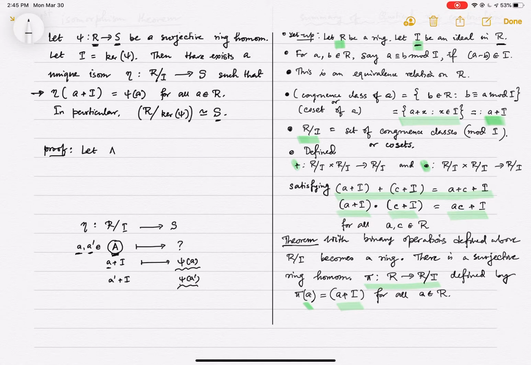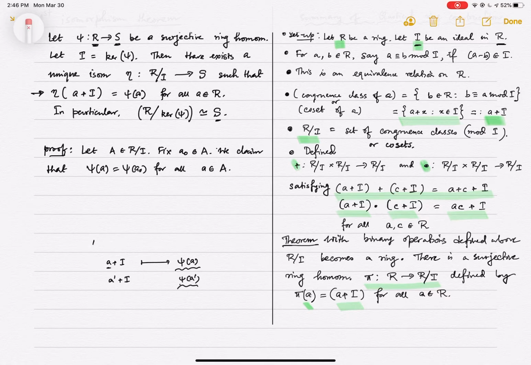So let's just check that first. Let capital A be in R mod I, and fix some element a naught in this coset. My claim is that psi of a is equal to psi of a naught for all a in capital A. So psi takes the same value on all elements of this coset. That's what we needed here. Let me erase this stuff and see why this claim is true.